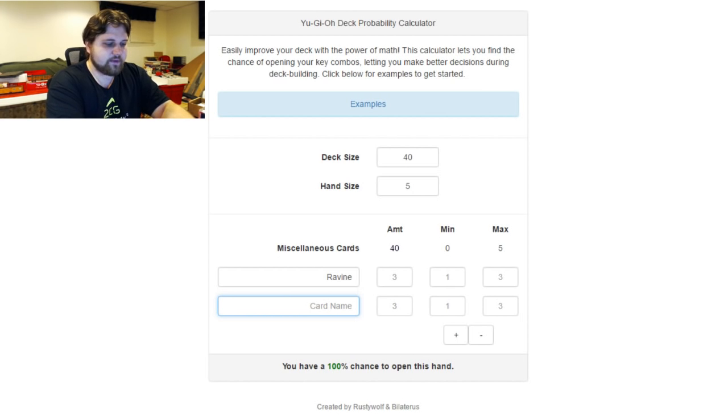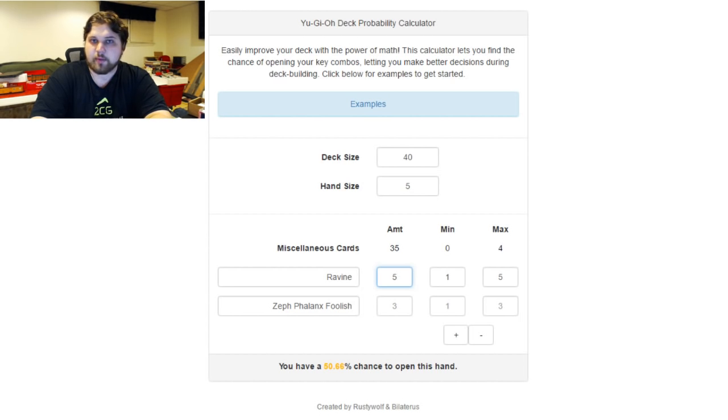So, Zeph, Phalanx, Foolish. I have three Terraforming and two Ravine in my deck, so there are five total copies, and I want at least one, and the maximum I could draw is five. With Zeph, Phalanx, Foolish, there are seven copies in the deck because I'm playing three Zephyros, three Phalanx, and one Foolish. And what you end up with is a 29.53% chance of opening Ravine plus either Zephyros, Phalanx, or Foolish Burial in your opening hand, which is something you need to make the deck playable.